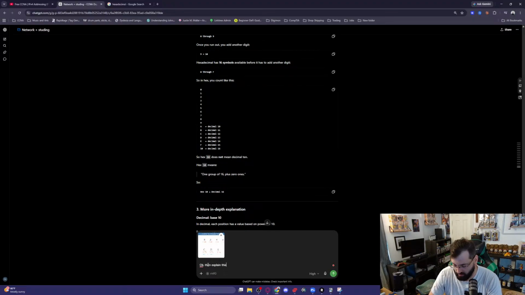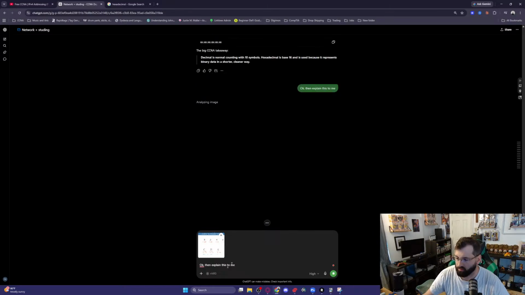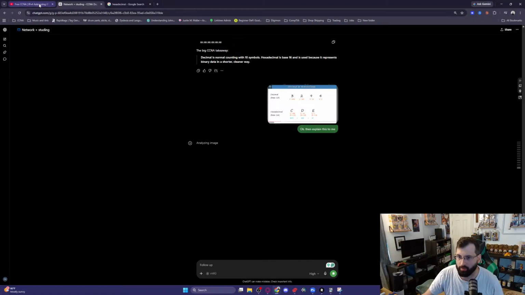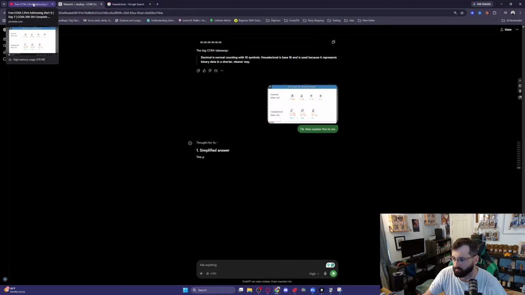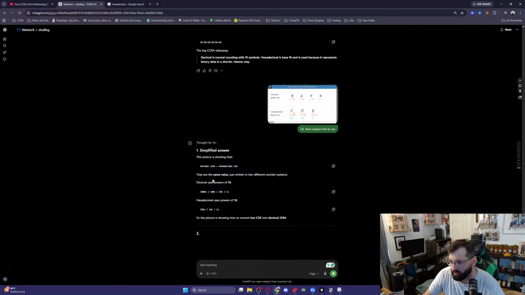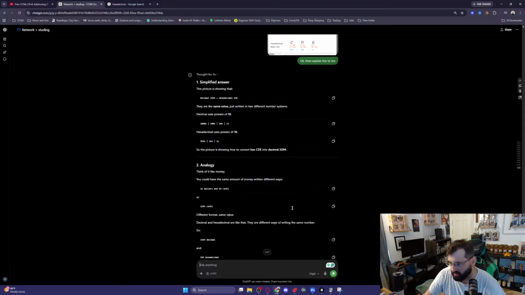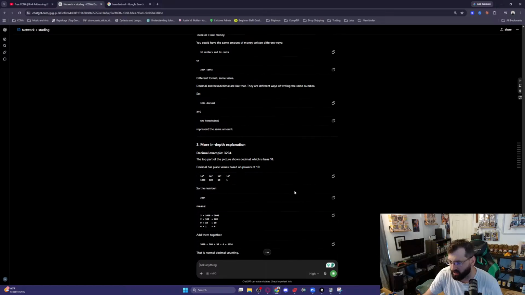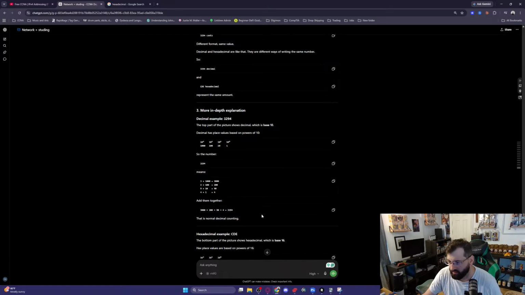Then explain this to me. That one's going to take a little bit for it to cook. They are the same value, just written in two different systems. Decimal is power of 10. No, I understand the concept. I just don't understand how that is working. So that's going to be 1, 10, 100, 1,000. So that'd be 4, 90, 200. Then you add them together.